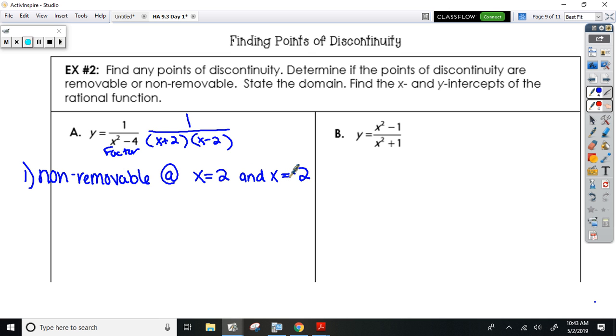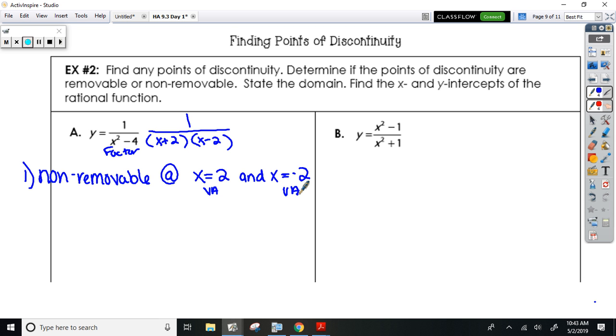Again, since they're non-removable, they stay equations, not points. If they're removable, then they're a little dot that you have to find the y value for. So these are also known as vertical asymptotes. You don't have to write that, but just so if you were graphing, you understand what these stand for.